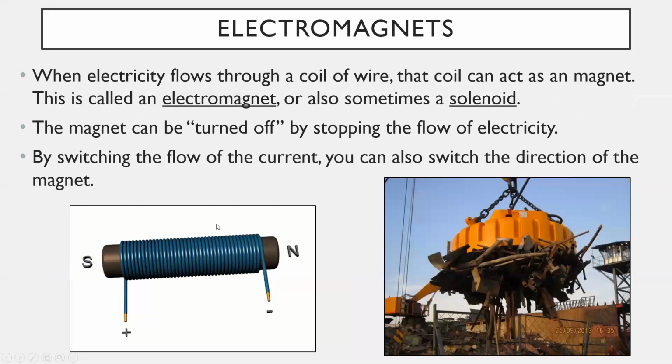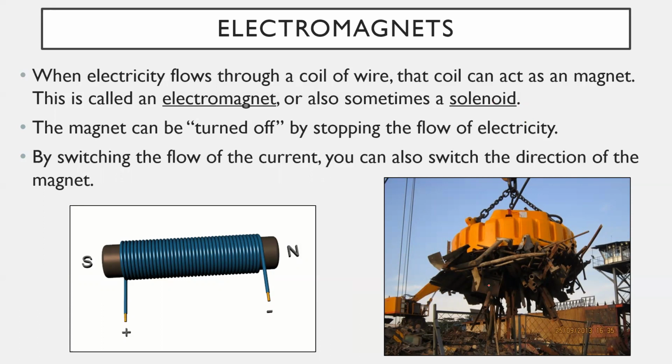Anyway, electromagnets. So when electricity flows through a coil of wire, that coil can act as a magnet, right? So we saw even when it wasn't a coil of wire, when it was just a straight wire, it still has a magnetic influence. But coiling the wire around something makes it act as a more stable magnet with a north end and a south end. This is called an electromagnet, or sometimes also a solenoid. Solenoid is another word for electromagnet, basically. It's just used in certain applications. Now, the magnet can be turned off by stopping the flow of electricity. That's really why electromagnets are so useful.